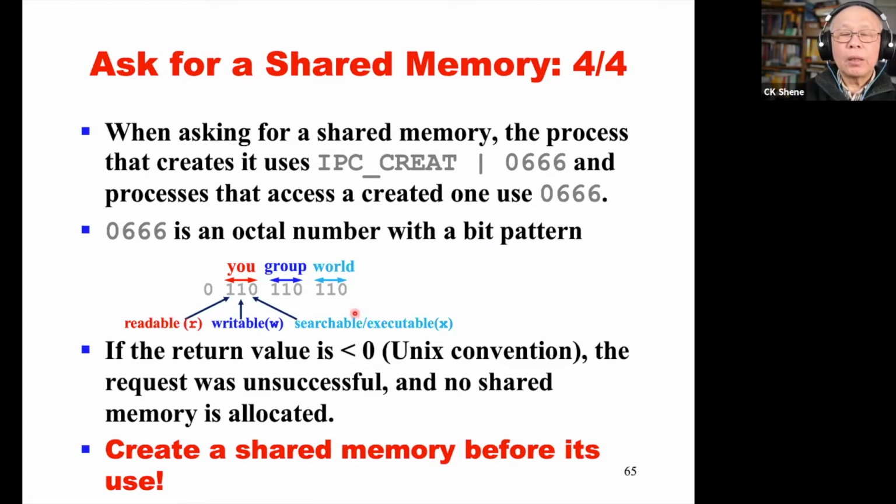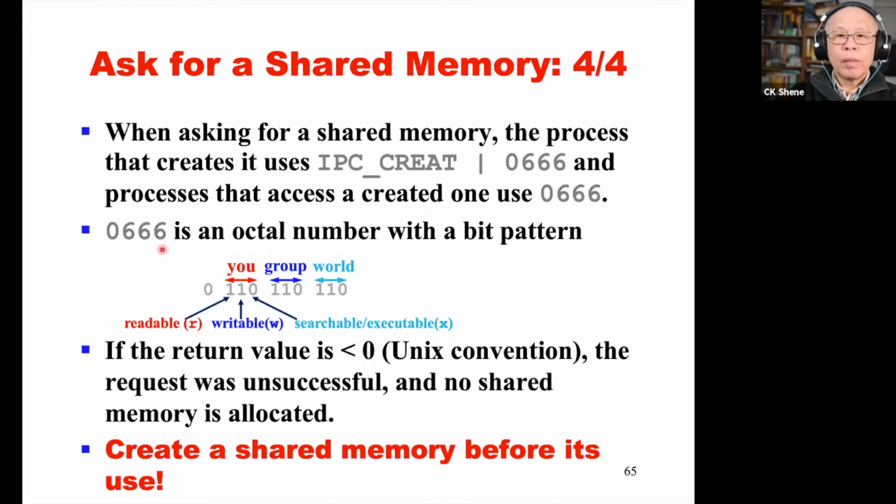Now, what if you think this shared memory belongs to you and all processes created by you, and it's none of the business of your group? So you could disable it in this way: 6 still for you, and 0, 0, 0, 0, 0, 0 for the others. So the permission here will be 0600.